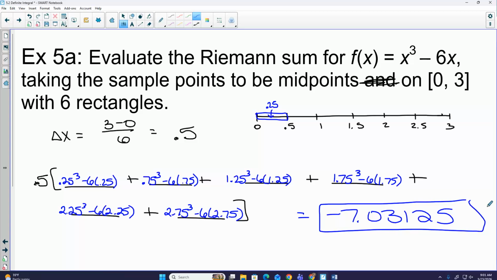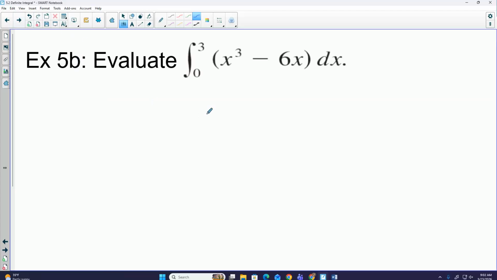Let's do a couple review problems from Friday, or at least one. If I ask you to evaluate this integral, we had to write these using the limit of the sum notation, right? So we needed our change in x.